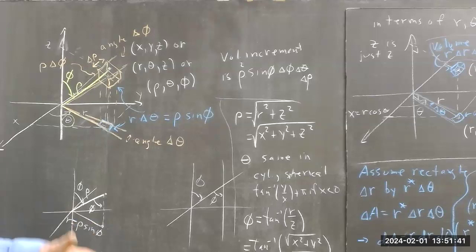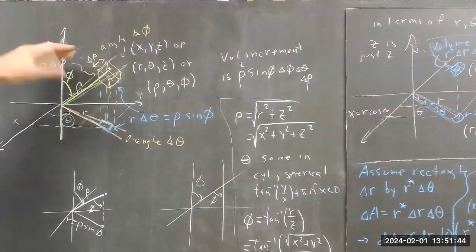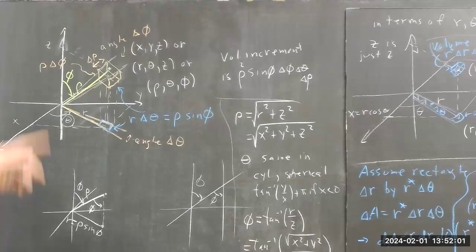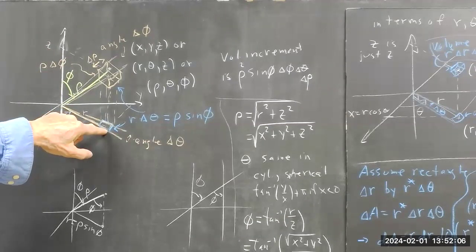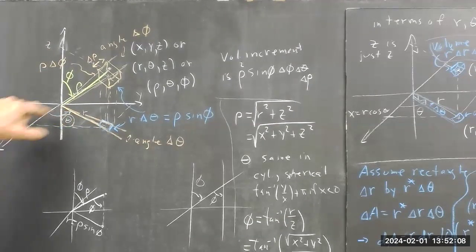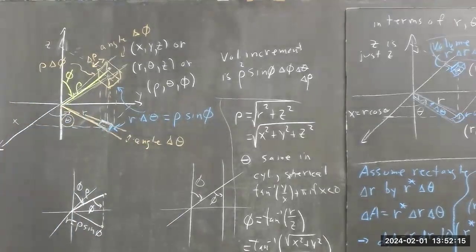If you know rho, theta, and phi, you can find x, y, and z, because rho sine phi gives the r, which is then multiplied by the cosine of theta to get x, and the sine of theta to get y. So those are all pretty simple relationships.